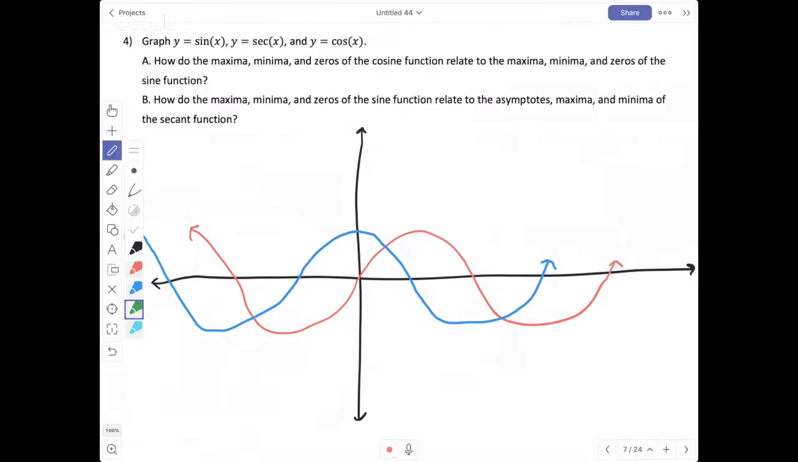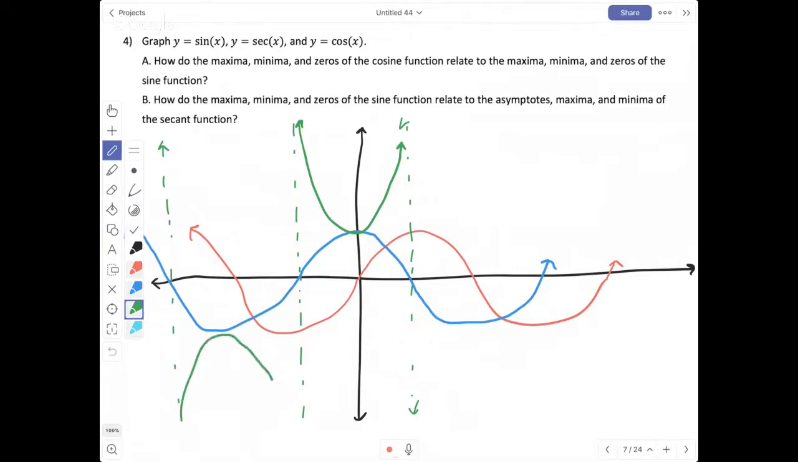And I know that the secant function is the reciprocal of the cosine function. So it's got asymptotes like that, and like that, and like that, and it looks like this, and like this, and like that. Ta-da! Beautiful.